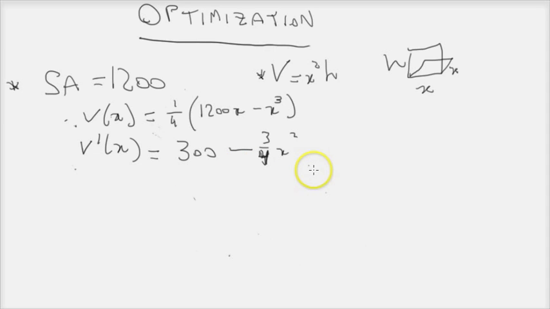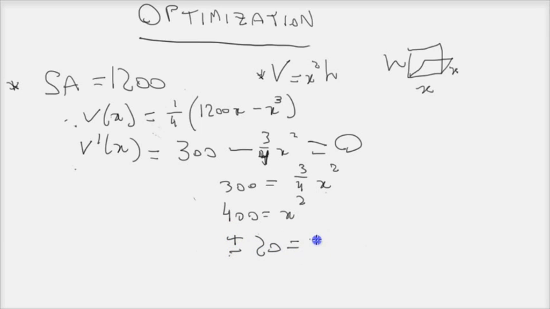And since we're trying to find the extreme value, we want to figure out where the derivative is 0, and then make sure that at least one of those values is a maximum, because that's what we're trying to find. So we're setting that all to 0. Now, what we can do is, 300 equals 3/4 x squared. We can bring that all over. Multiply by 4, divide by 3, that'll make it 400 equals x squared. And if you square root this, we'll get either plus or minus 20 equals x.